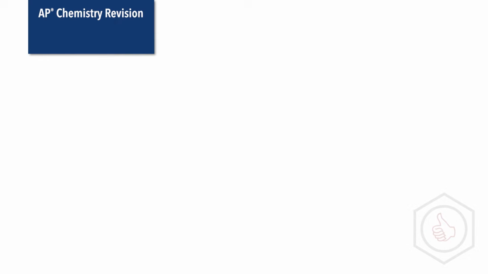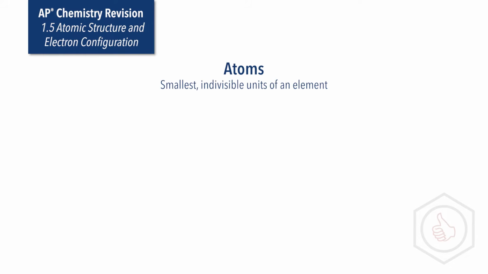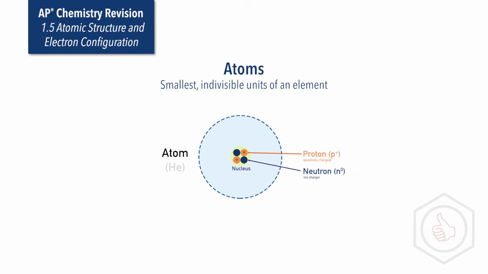Hello, so this is a revision video for AP Chemistry 1.5, Atomic Structure and Electron Configuration. Atoms are the smallest indivisible units of an element and consist of a small, dense, positively charged nucleus containing subatomic particles called protons and neutrons. This nucleus is surrounded by another type of subatomic particle called electrons that are negatively charged.